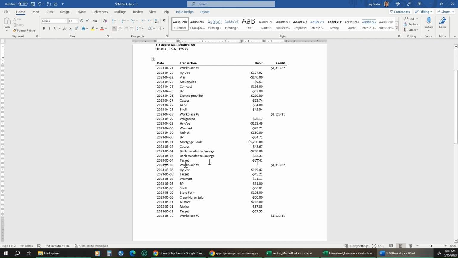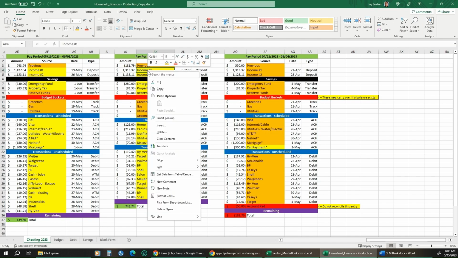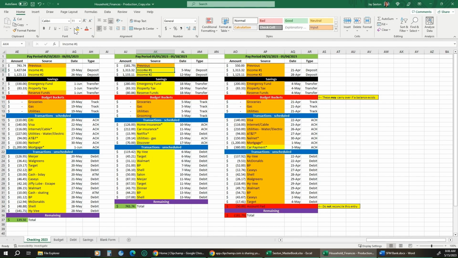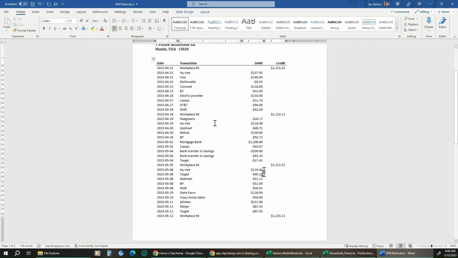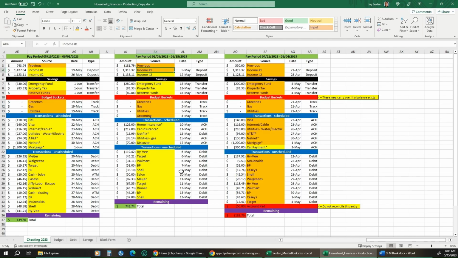So on the 5th, I should have another workplace deposit for 1332, and there it is, 1332. So that's correct. So we'll change that. Hy-Vee 119.42 on the 8th. And I go, oh, 119.42, but it's not on the 8th, it's on the 6th. So one of the things I also did here, I want you to see. So we said, we get paid on Friday, which was the 5th. We went shopping on Saturday, which was the 6th.